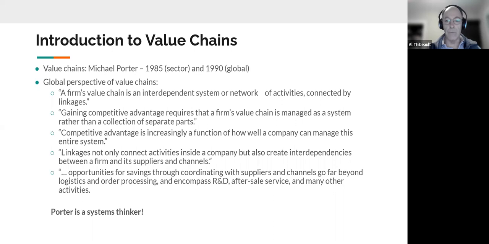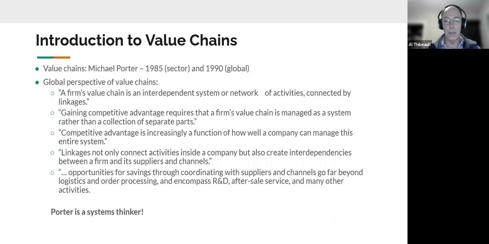There could have been others. But the idea of a global perspective of value chains, so I'll use it that way, is captured in the bullets that we've listed here. It's really a network, a system of activities connected by linkages. Those are quotes from Competitive Advantage of Nations, the 1990 book. And gaining competitive advantage requires that the firm's value chain is managed as a system.